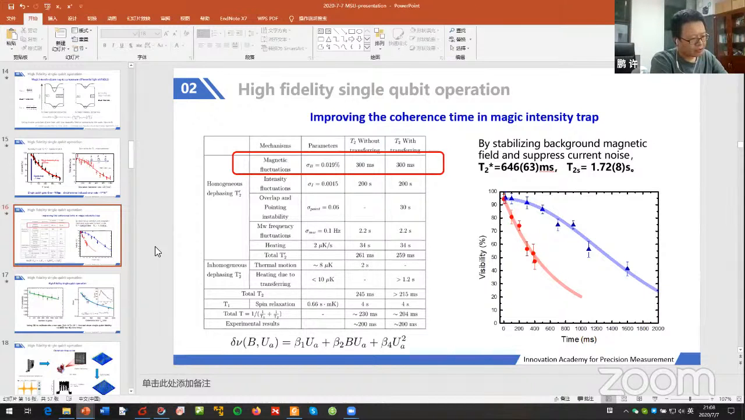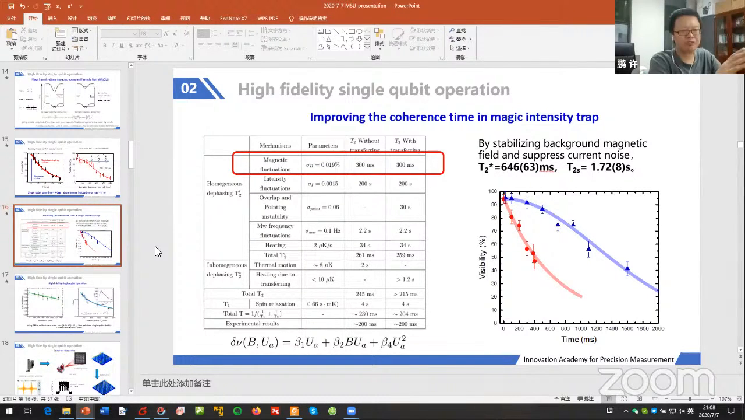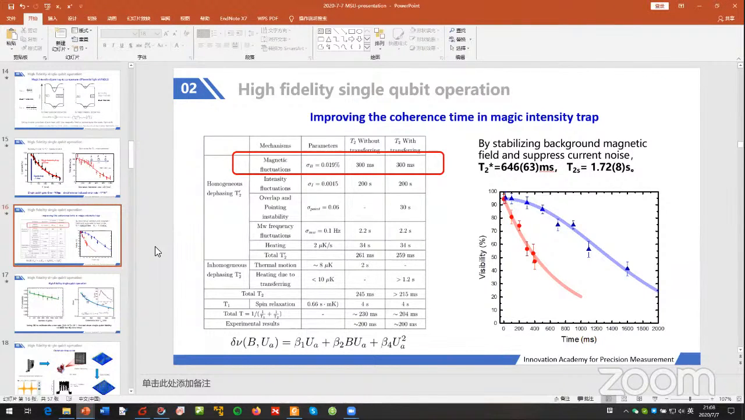Actually, for the error signal, we use a Gauss detector with a sensitivity of 0.1 milligauss. And we have a feedback loop bandwidth of some 100 hertz. It is not very fast. It is very slow. We just want to compensate the drift.